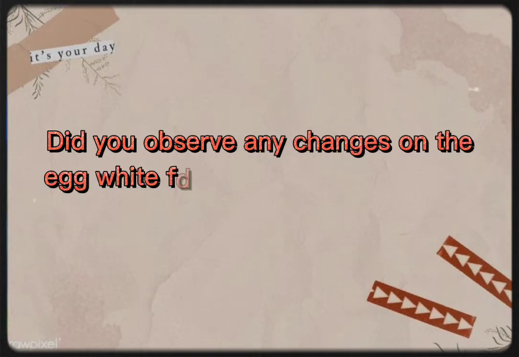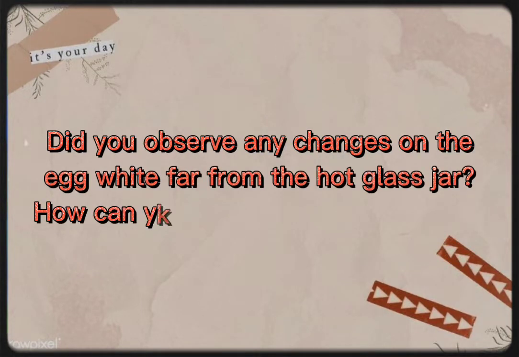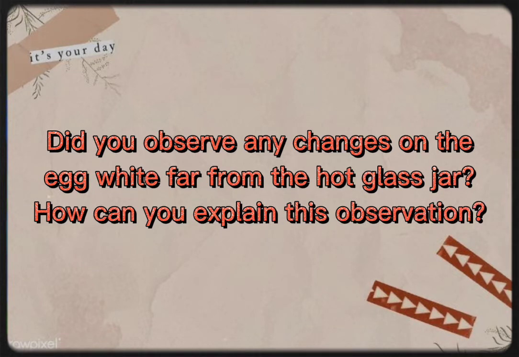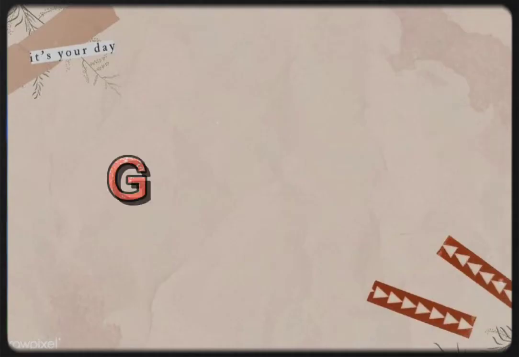Did you observe any changes on the egg white far from the glass jar? How can you explain this observation? There are no changes on the egg white that is far from the glass jar with hot water because there is not enough heat to be transferred across the distance between the egg white and the glass jar with hot water to make it slightly cooked.